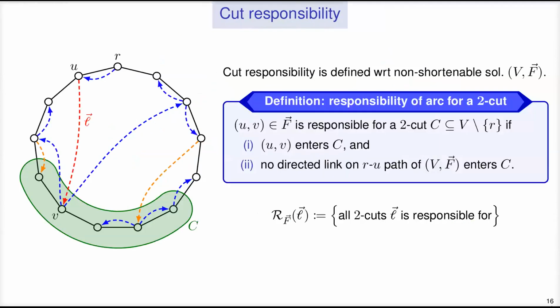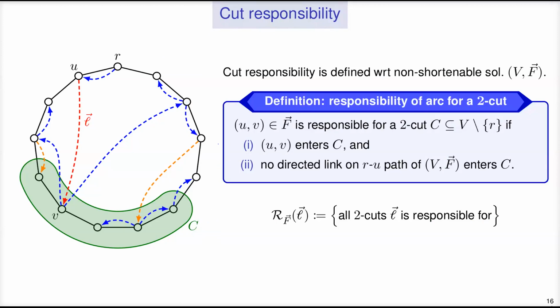So let's start with that question. The way we handle this is we introduce a notion of cut responsibility. We know every 2-cut has to be covered. So for each 2-cut, given a solution, let's say a directed solution, we define precisely one link that's entering the 2-cut to be responsible for that 2-cut.